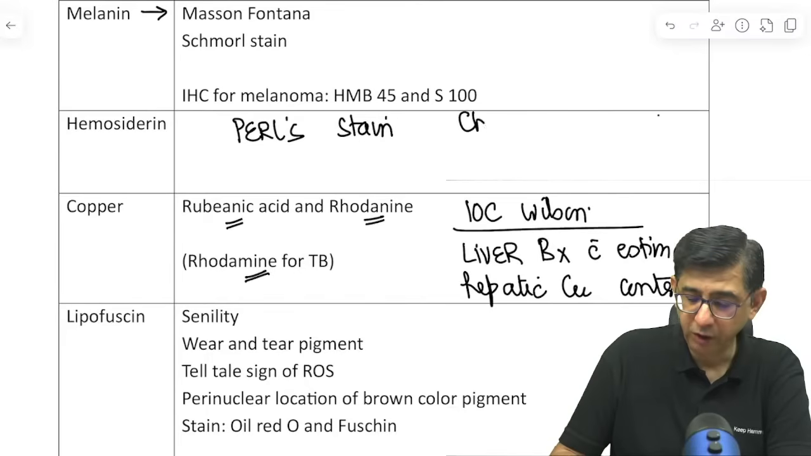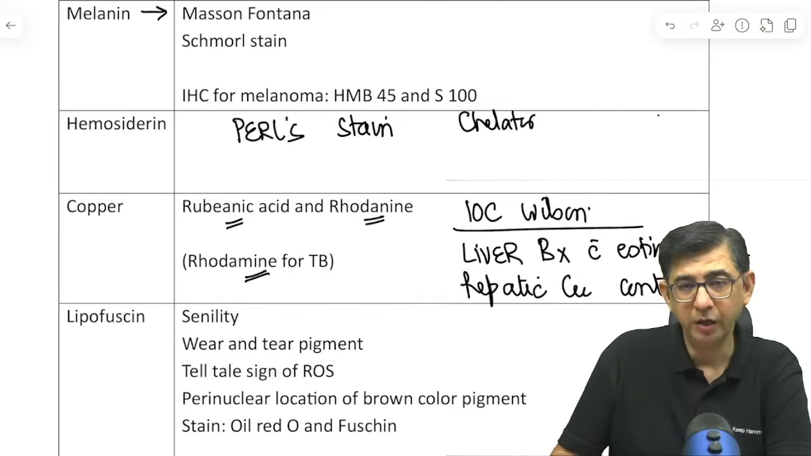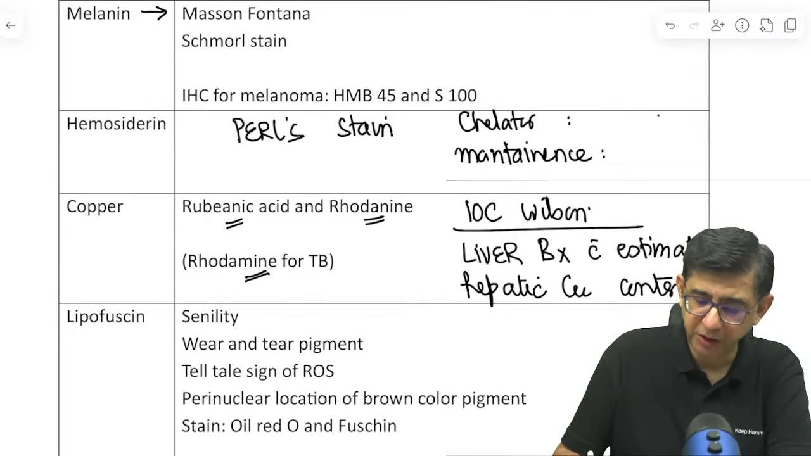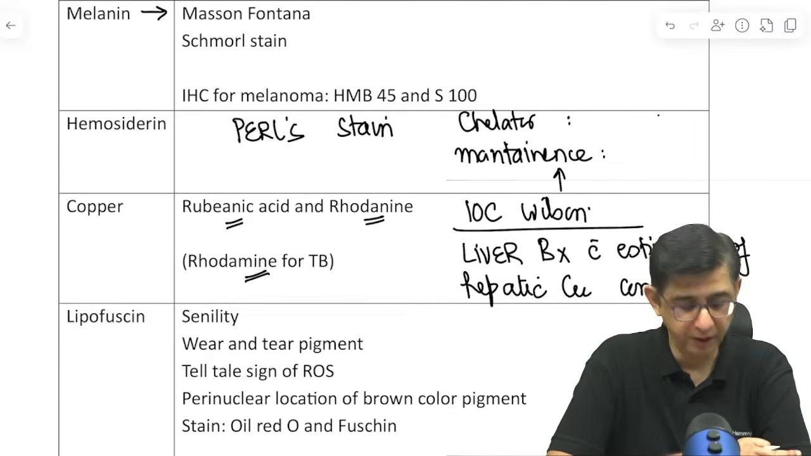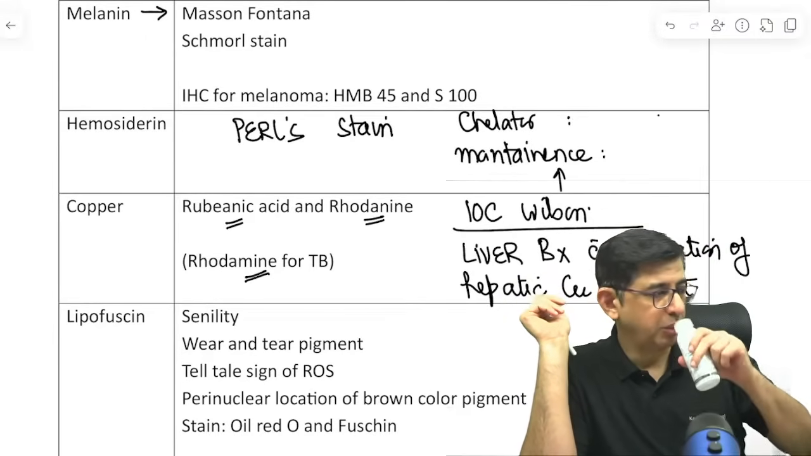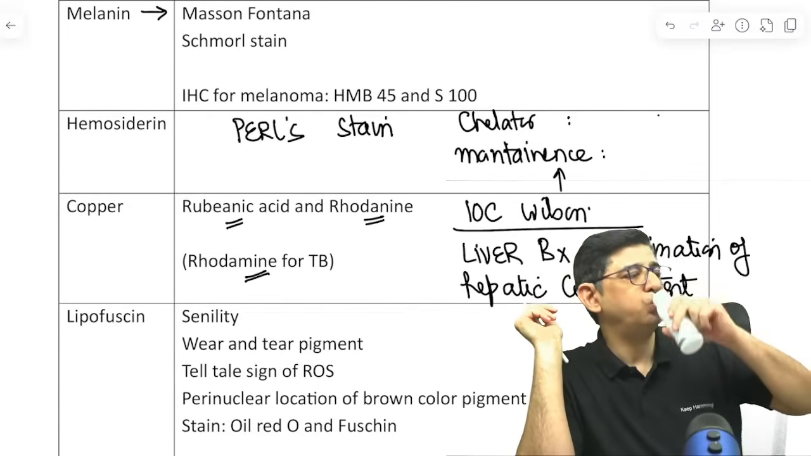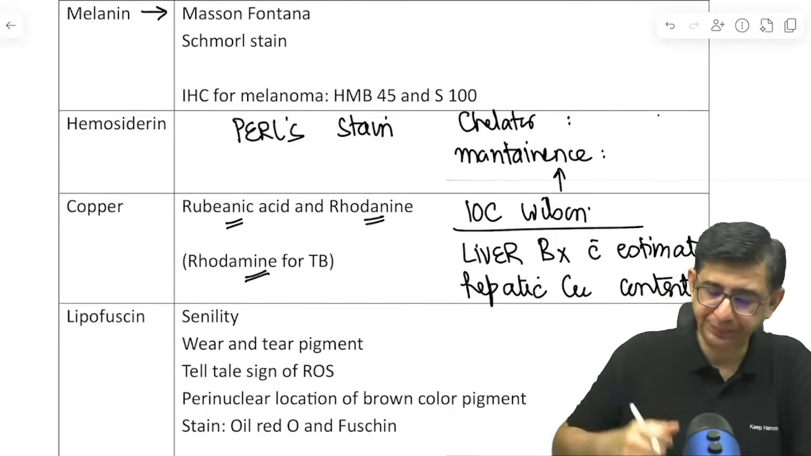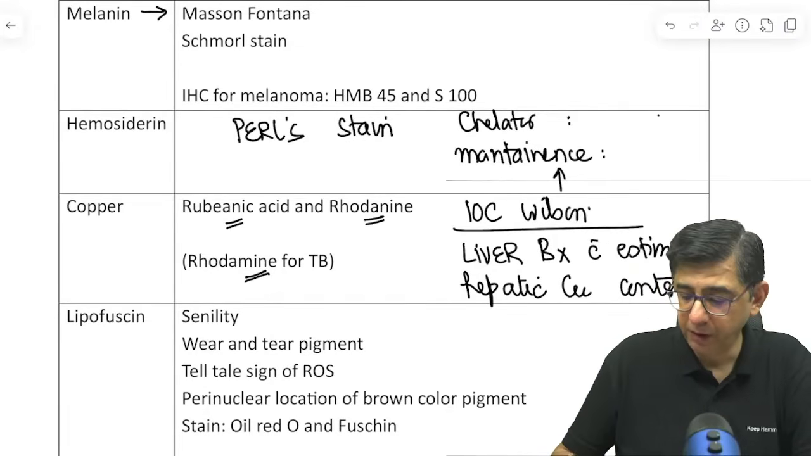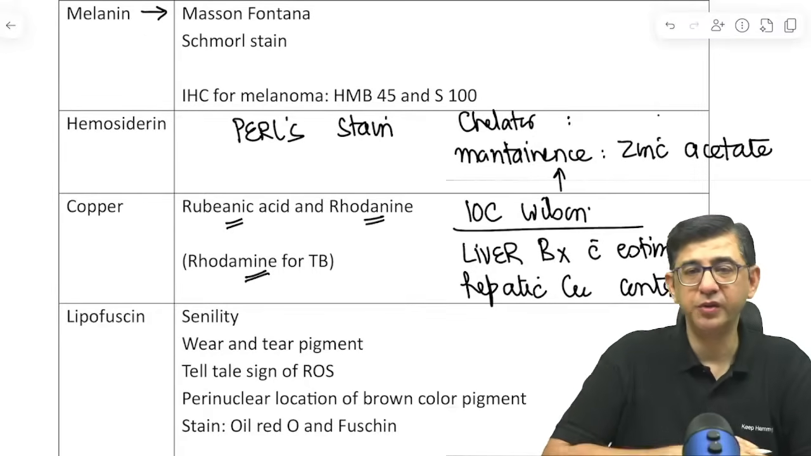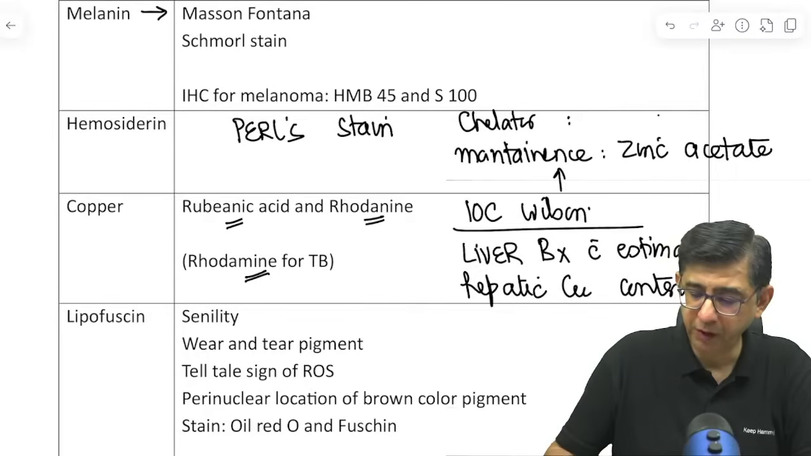Help me out with the chelator of choice and the drug of choice for maintenance in Wilson disease, and we can move on to our subsequent data. Quick answers please. What is the preferred chelator in Wilson and what is the preferred maintenance drug in Wilson? Liver biopsy is done, tell me the maintenance drug, tell me the chelator. Yes guys. The preferred maintenance drug would be zinc acetate. Yes, zinc acetate is the maintenance drug, and the chelator would be trientine.